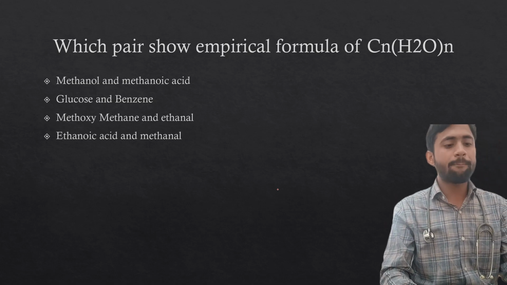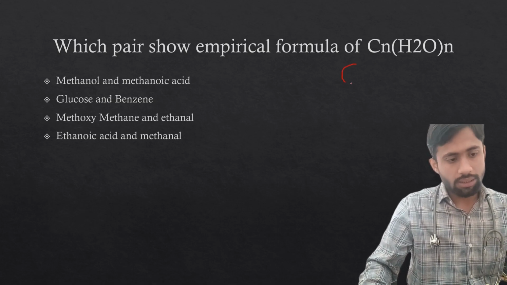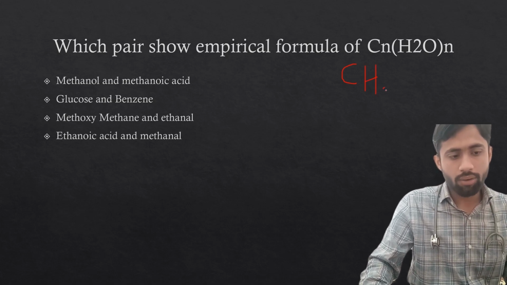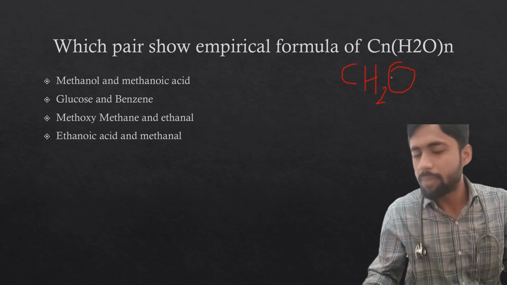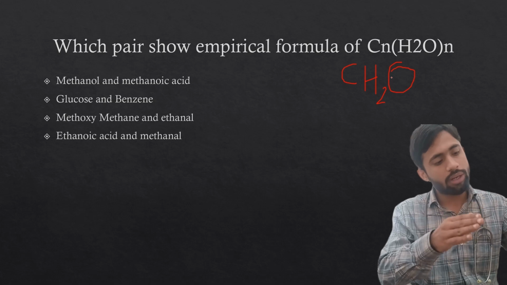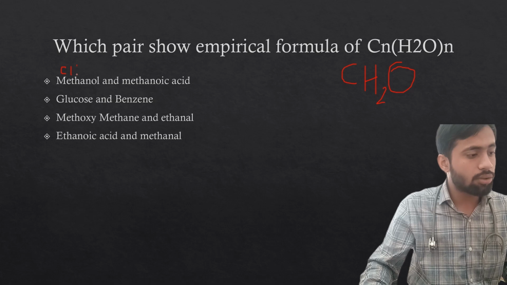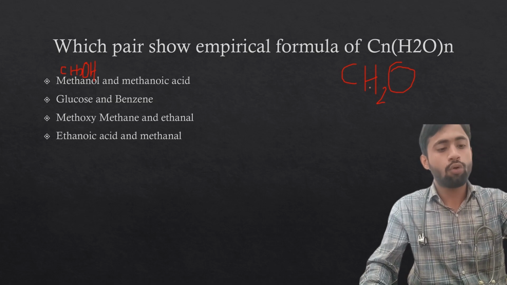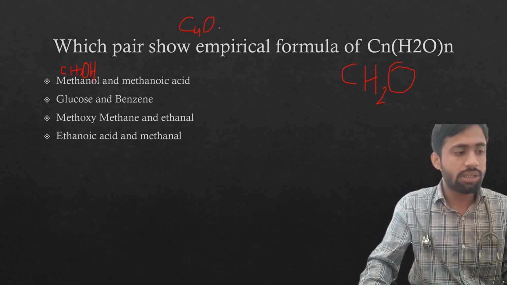Which pair shows empirical formula of CnH2O whole N? So basically, this MCQ is inquiring that for every single carbon, there will be two hydrogens, and for every one carbon there will be one oxygen. So this is basically the empirical formula of a compound, and we need to find out which pair in these options follows this rule. So methanol is basically CH3OH. Does it follow this? It does not follow the rule that we are looking for.